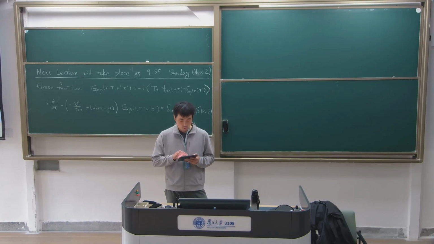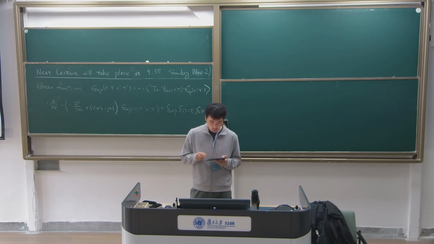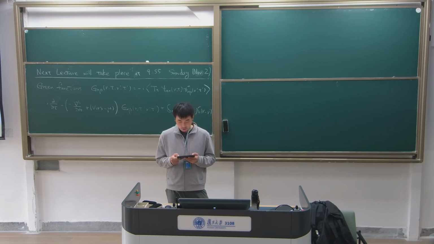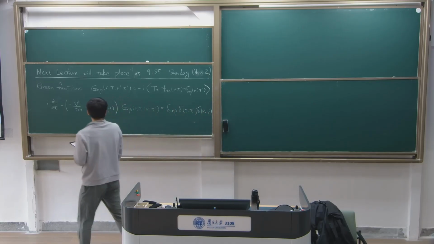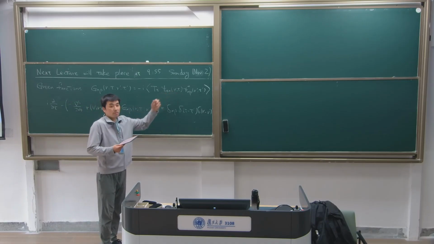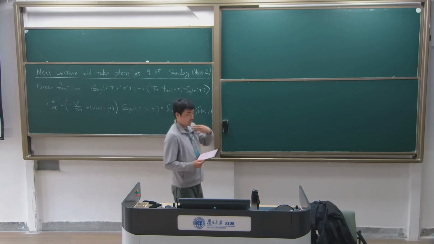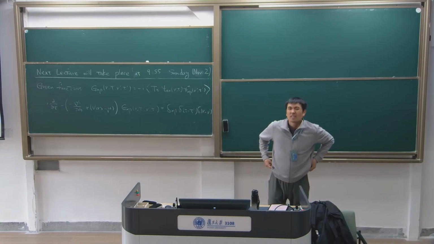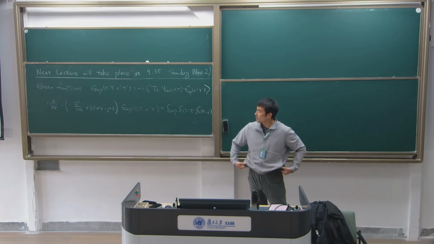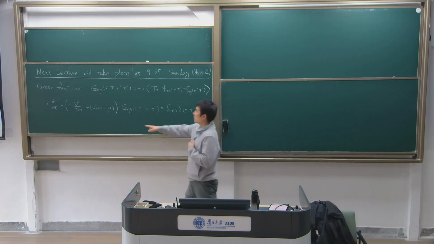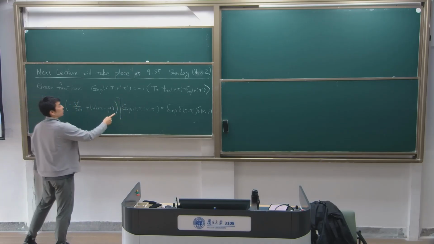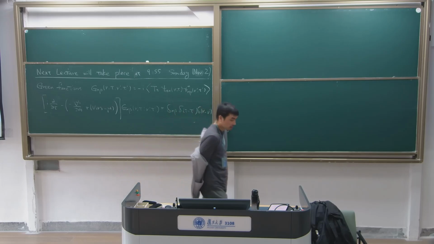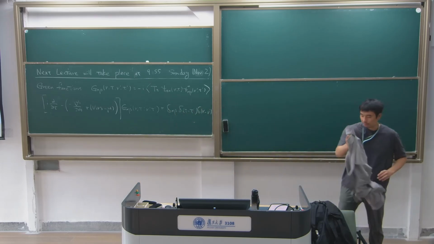So let's go recap what we have done last time. We talked about the Green function, the time-ordered two-point correlation function, which satisfies: once the Schrödinger operator acts on G, you get the delta function. That's the most important property of the Green function.